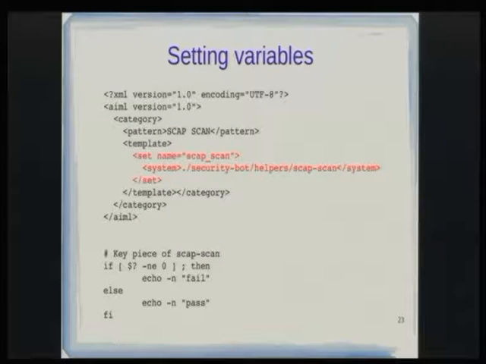So the way that this is handled in this assistant is by setting variables. If we run the SCAP scan, then we're going to put into the variable SCAP scan the output from this helper. And the helper is right down below. Essentially what it does is it runs the OSCAP utility and looks at the return code. Based on the return code, it gives a pass or fail score.